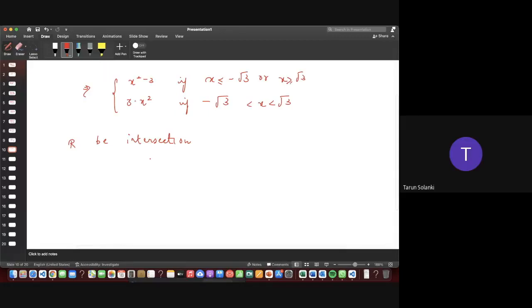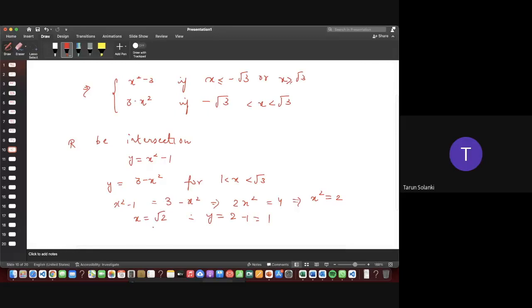So y equals x square minus 1 and y equals 3 minus x square for 1 less than x less than root 3. So x square minus 1 equals 3 minus x square. That means 2x square equals 4, so x square equals 2. So x equals root 2. That means y equals 2 minus 1 equals 1. So R is root 2 comma 1. These two points we are getting.